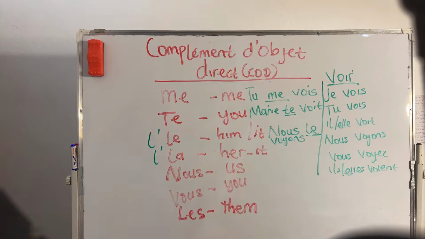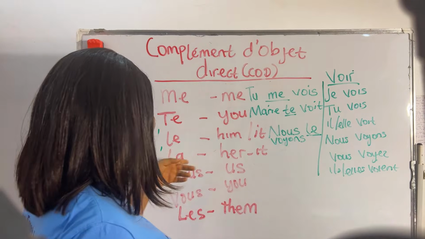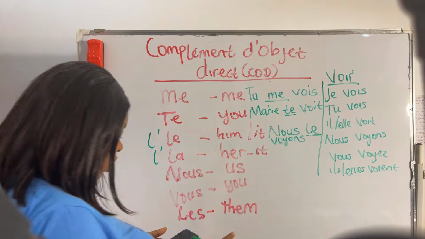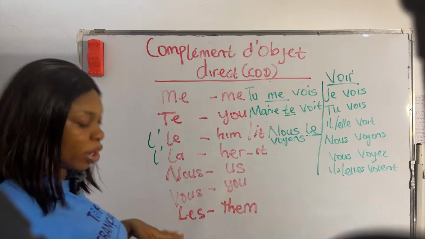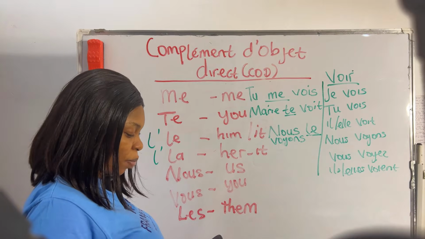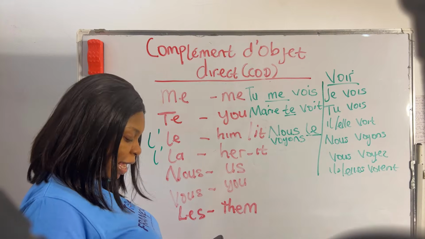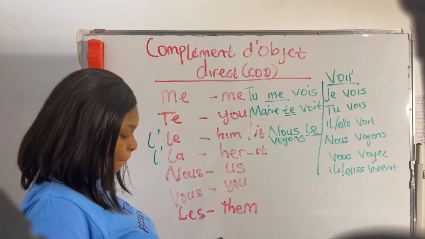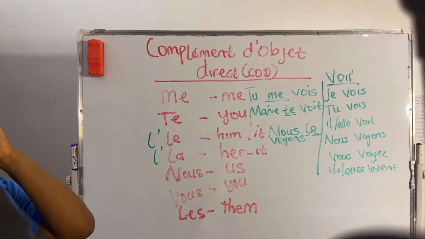So now, how do you say he is seeing her? If la is her or it, how do we say that? Who's going to try? I'll be waiting to see our comments in the chat. Feel free. If you make a mistake or not, it's fine. You're learning. That's the most important thing. Anybody want to give it a try? He is seeing her.